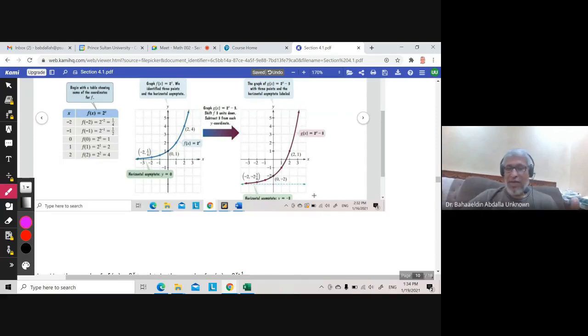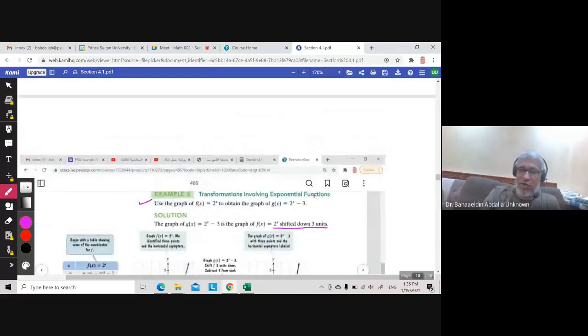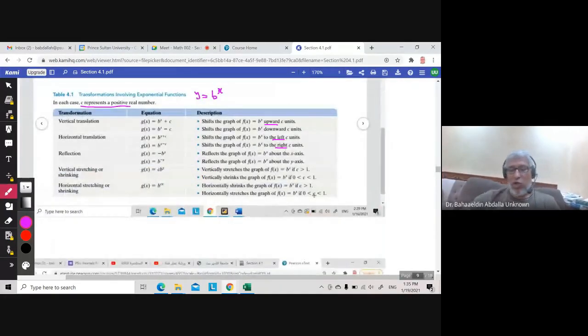1, 2, 3, it becomes 0, -3. Okay. Every point in the graph, you take it 3 units down. This is the graph of 2 to the power x minus 3. Good. So we know now the vertical translation and the horizontal translation. This is the first type of translations.